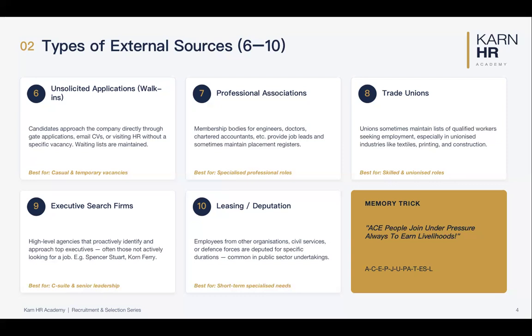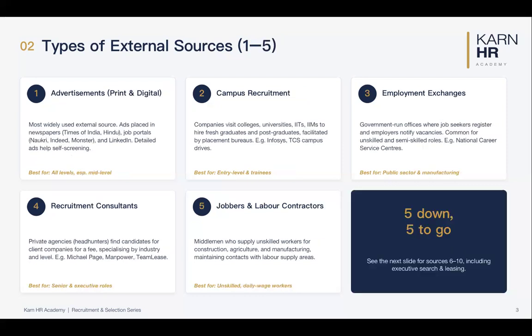The others are like trade unions. Unions sometimes maintain lists of qualified workers who are seeking employment, especially in unionized industries like textile, printing, and construction. Those trade unions are basically for the fields of textiles, printing, and construction because they have a union where they maintain the list of qualified workers who are in search of a job. Now we are done with the types of external sources.